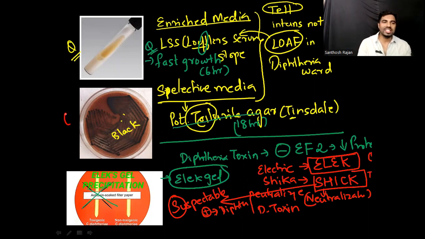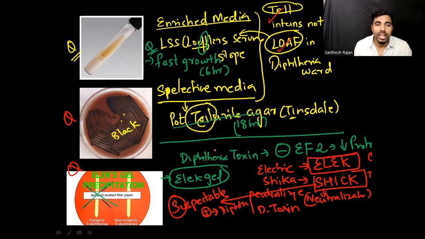These are all very characteristic, definite questions, examiner's favorite. So this is the way you're going to read. Electric Shika, don't forget. Remember this for the culture media. These are the most important things, and diphtheria toxin is the main culprit. I already told you about it.